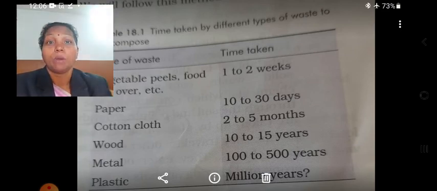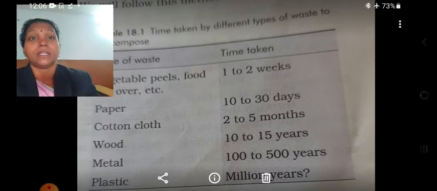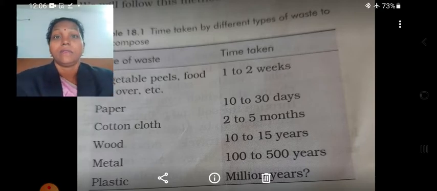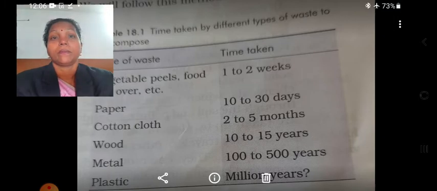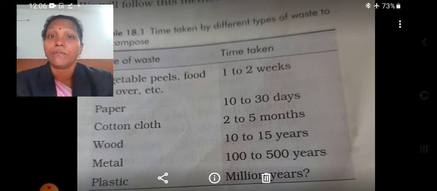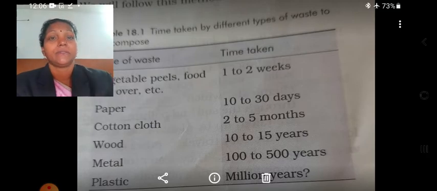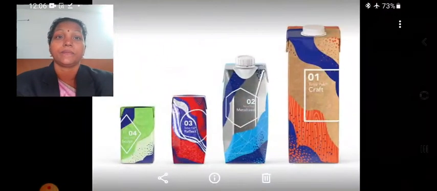So the problem of domestic waste is a very dangerous problem. We want to tackle this problem by using alternative, eco-friendly materials. Some of these eco-friendly materials we are going to learn.